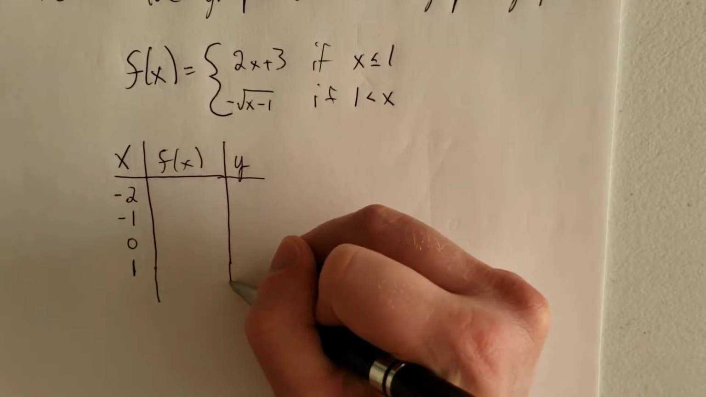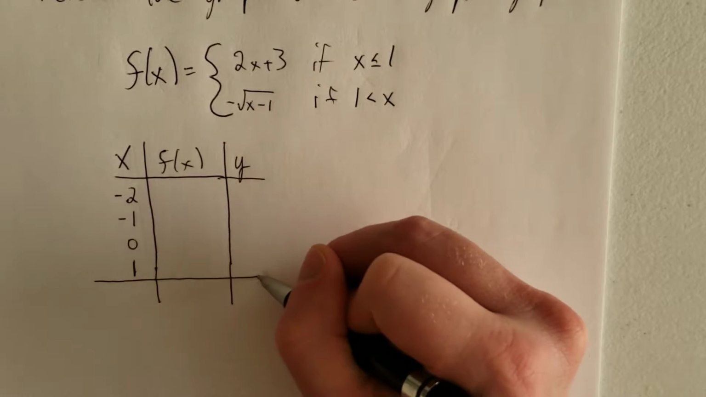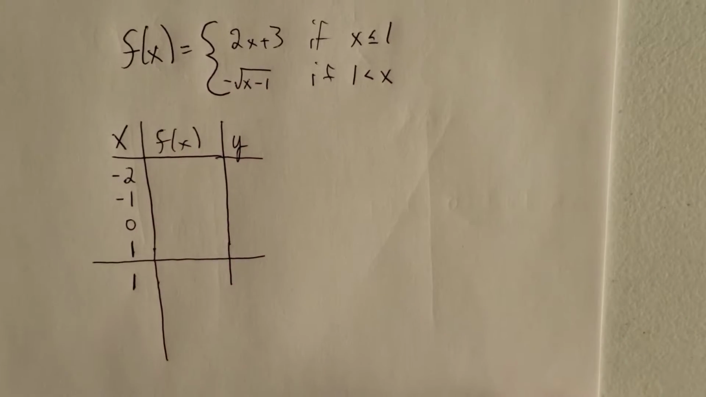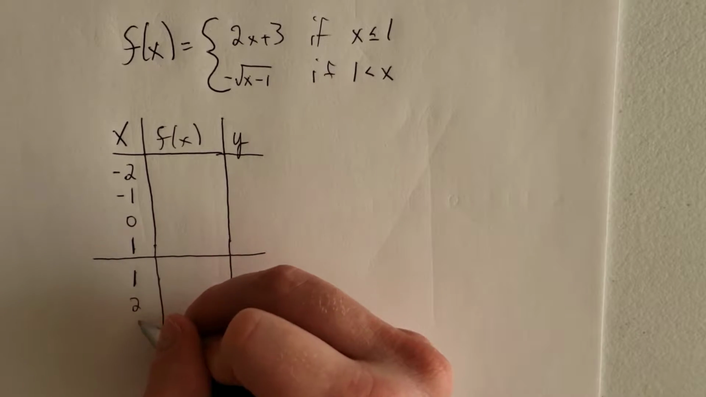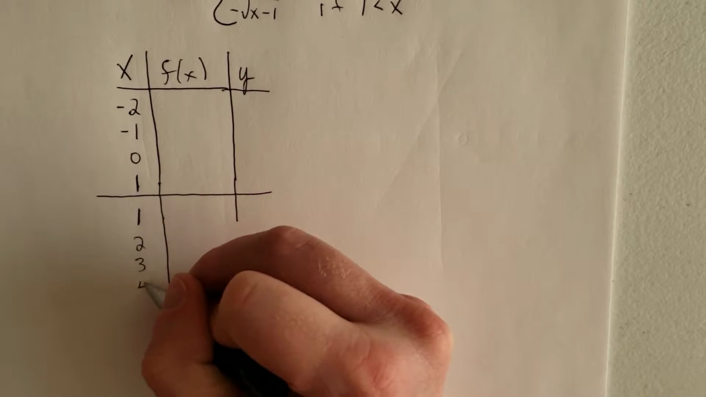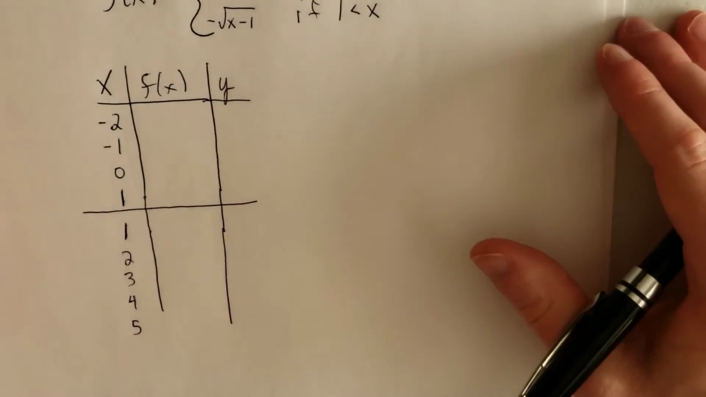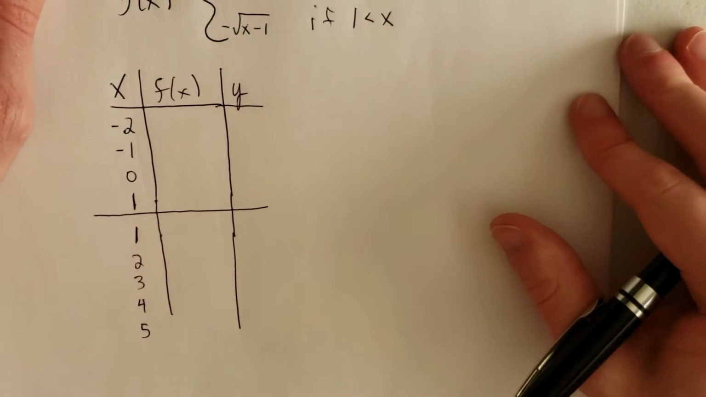Here I'm actually going to start back over at 1, and we'll see why we do this in a minute. We're going to plug in 1, 2, 3, 4, and 5. So let's go ahead and fill in those values for our function.